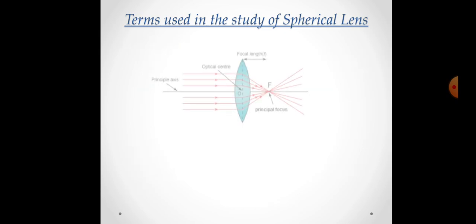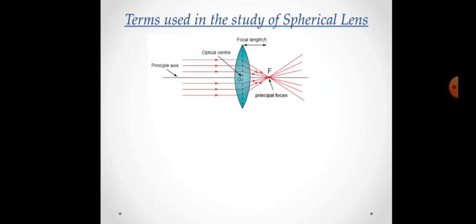Now in this diagram you can see a convex lens, and the light rays, which are denoted by red arrows, are parallel to the principal axis, and after refraction all the light rays are meeting at a point. That point is called your principal focus, denoted by the letter F. Clear? Fine. You can see that all the light rays are meeting at a point. That point is your principal focus.